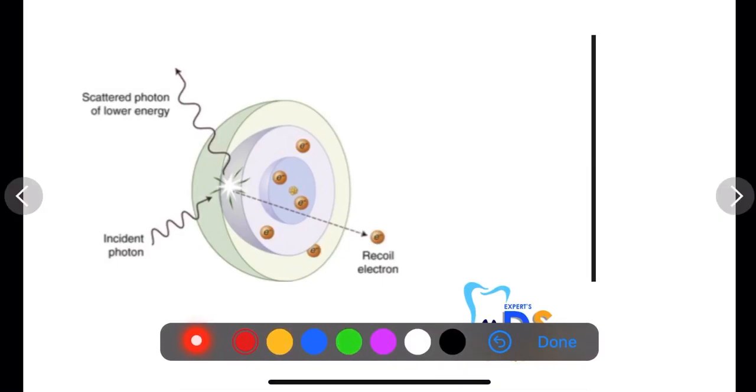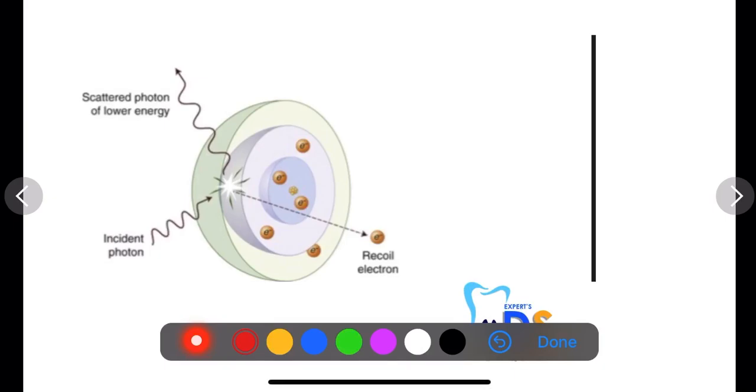Now, the very important one is Compton scattering. Compton scattering is the main reason why image fogging occurs. The interaction of X-rays with matter produces this Compton scattering, which is about 57%. That causes a lot of scattered photons, which ultimately causes the image fogging. So that is a very important concept.